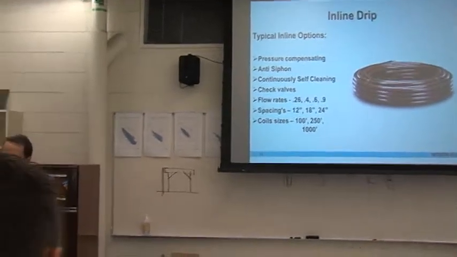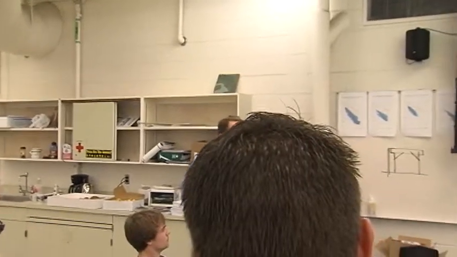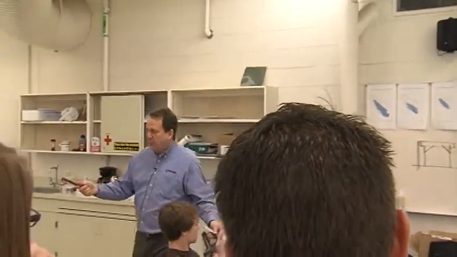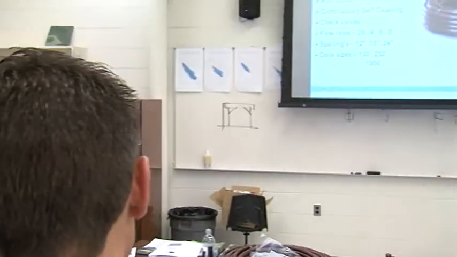I'm going to pass these around. These are just samples of the tubing with the emitter inside of it, just so that you can kind of see what they are. If you guys can just open that up back there and kind of work it back that way, that would be great, okay?